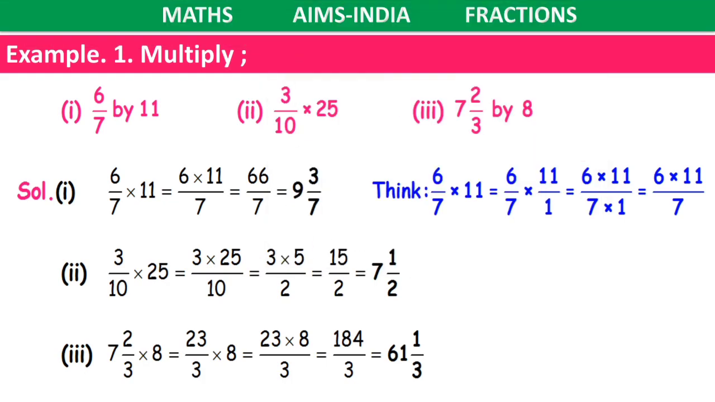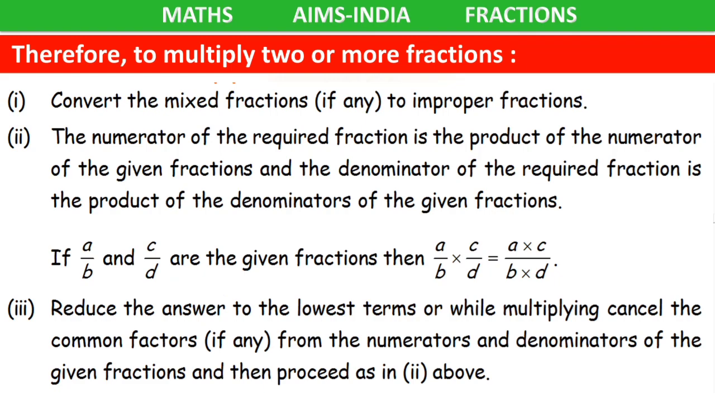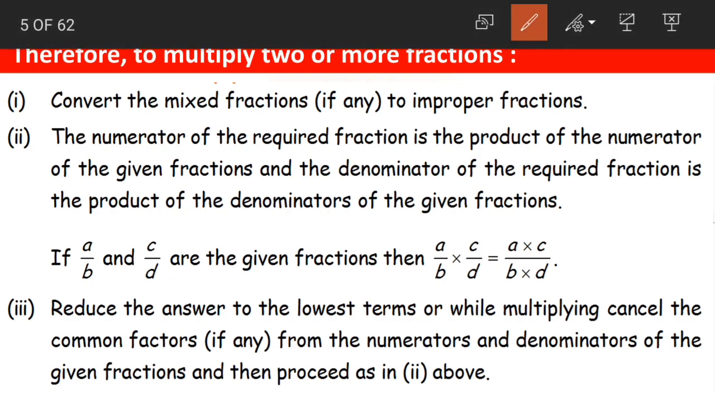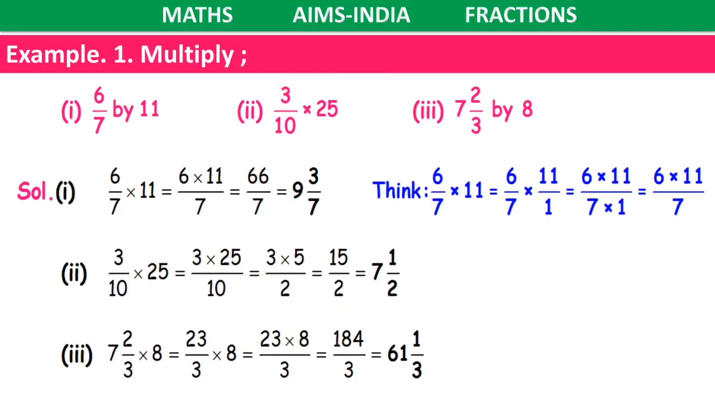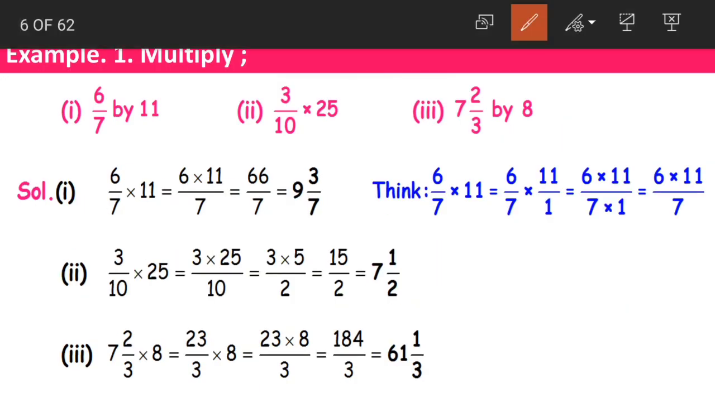Now here what we learnt in the previous slide, right? See, reduce the answer to the lowest terms, or while multiplying, what can we do? Cancel the common factors if any from the numerator and denominator. Now if you observe here, we are having 25 in the numerator and 10 in the denominator. Yes students, 25 in the numerator and 10 in the denominator. We know that both these numbers are divisible by what? Divisible by 5.